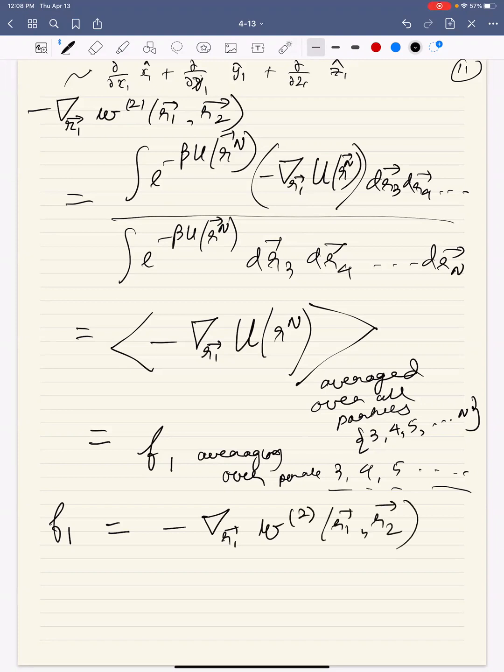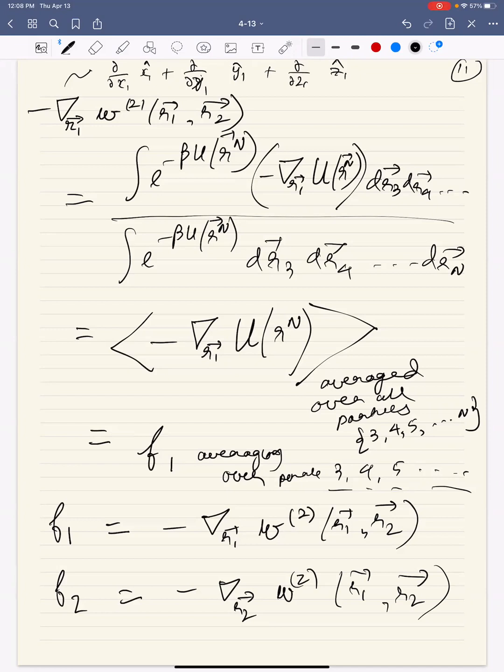If I wanted to write down the same force for particle number 2, what would it look like? Minus gradient R2 of W2 of R1, R2. Now we can go to the systems that we are really interested in. In your homework or exam problems, I will never talk about any other system. I will only talk about simple systems where only radial things matter.